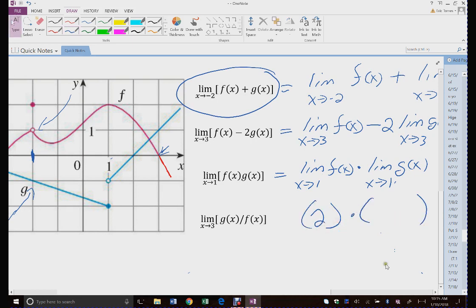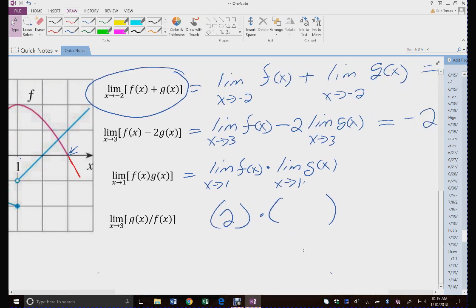G of x, well, let's take a look at g of x. As I approach 1 from the left, I'm going to -2. As I approach 1 from the right, I am approaching -1. I am not approaching the same value, which means the limit of g of x as x approaches 1 does not exist, which means the product of these two limits does not exist. So even though I was able to rewrite it and attempt to evaluate it, you have to recognize whether the actual function exists or not that you're trying to evaluate.